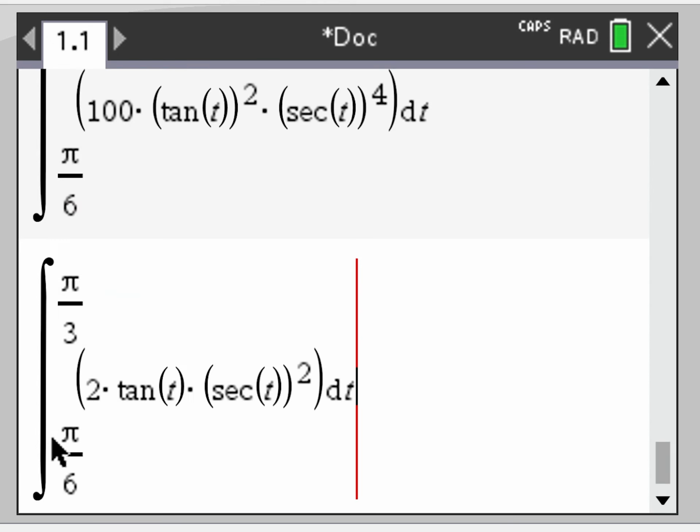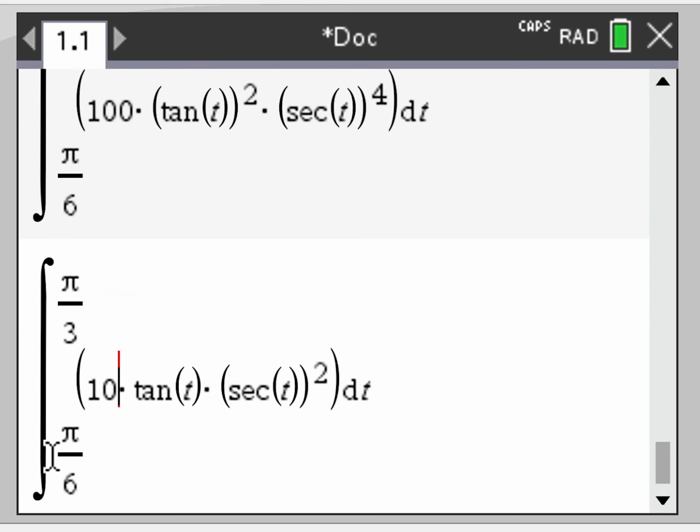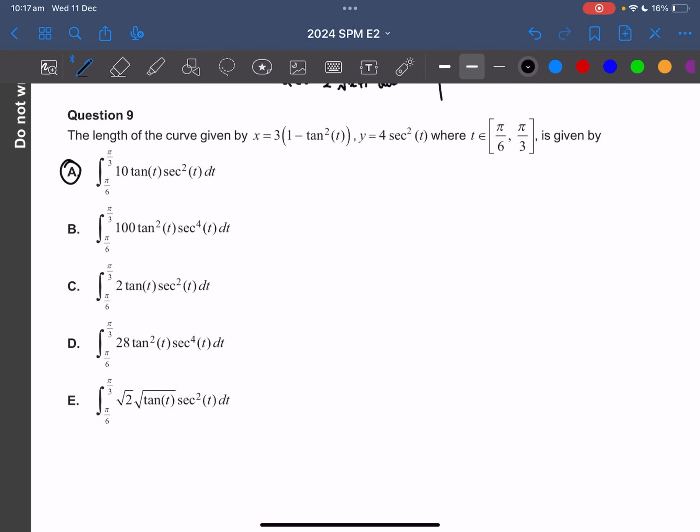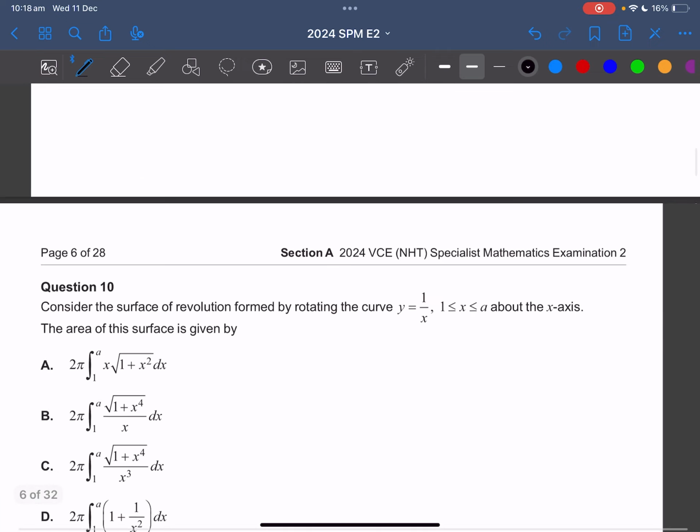Let's try option A. So again, nothing changes other than this is multiplied by 10. Okay. There you go. So option A is going to be our answer. This is one of those rare occasions where the answer was option A, but most of the time it is within C, D, or E. Okay. So yeah. Let's go to the next question.